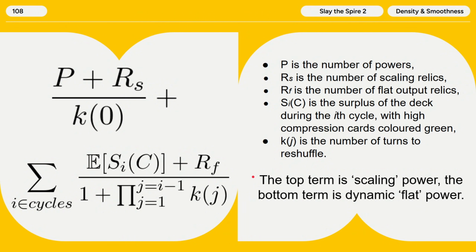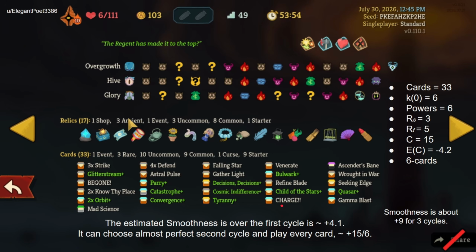Does this need to be constructed in this way? Absolutely not. This is a very complicated malaise of different terms. There are so many different ways to try and estimate these things. This is just a way that looked good to me and made sense to my head and isn't too disagreeable. And maybe just to give you another example of how to implement it, this is a deck list from Elegant Poet, again posted to the Reddit. The Regent made it to the top. Let's count up those different terms that are being weighted into the smoothness equation here.